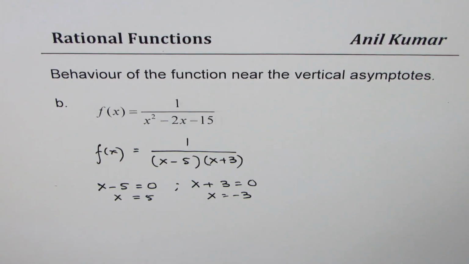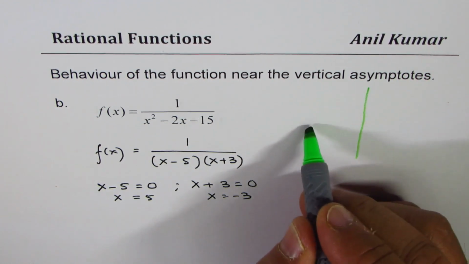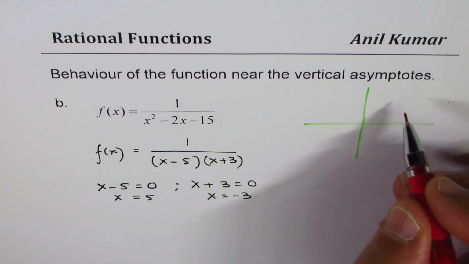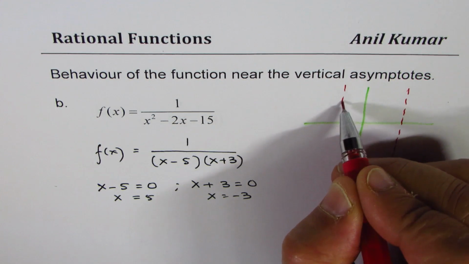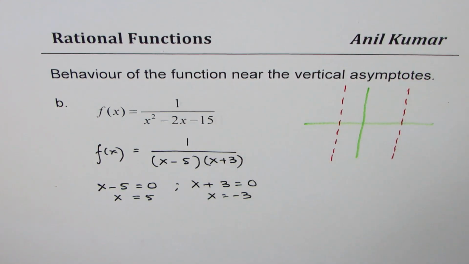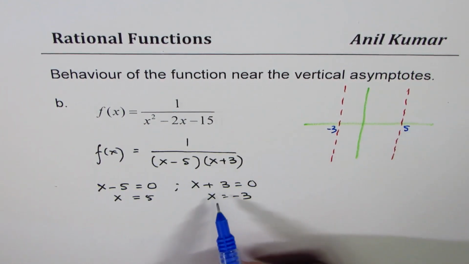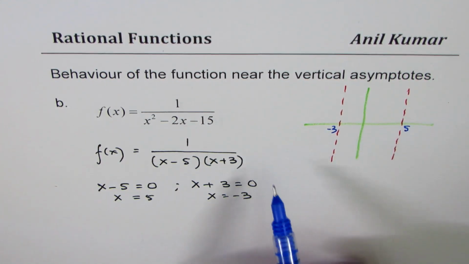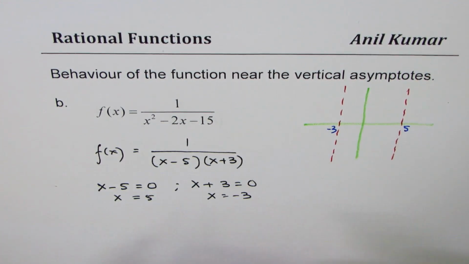Is that okay? So that means if I want to sketch the function, the first thing is the vertical asymptotes will be at plus 5 and minus 3. Let's say this is minus 3 for us. So these are the vertical asymptotes. In this video, we'll concentrate on behavior near the vertical asymptotes. That is to say, we want to know first near, let's say, minus 3.